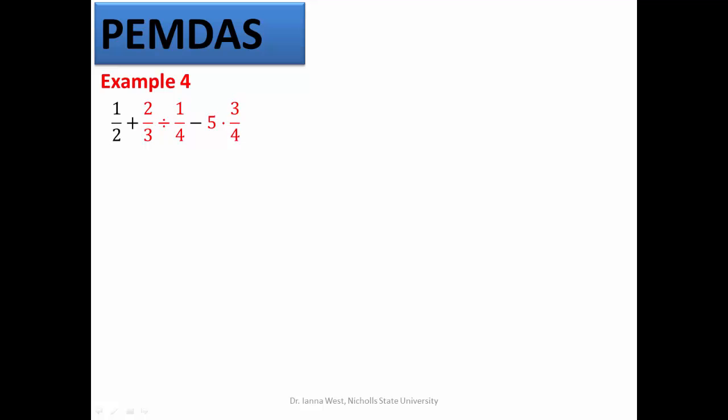To begin the operations, we first carry over the 1/2, and we also carry over the plus sign. We will not add and subtract until we only have the operations of addition and subtraction remaining. Therefore, we just carry over those two signs for now. We must now divide 2/3 by 1/4.